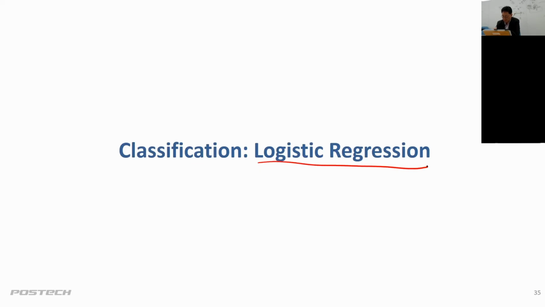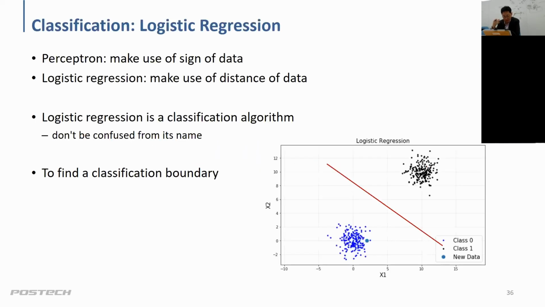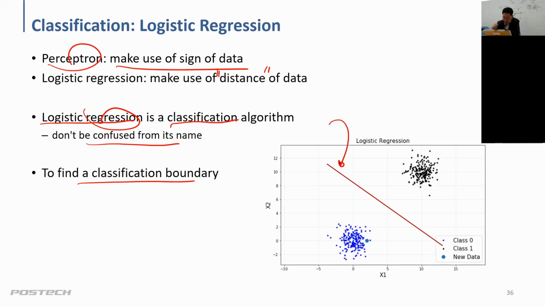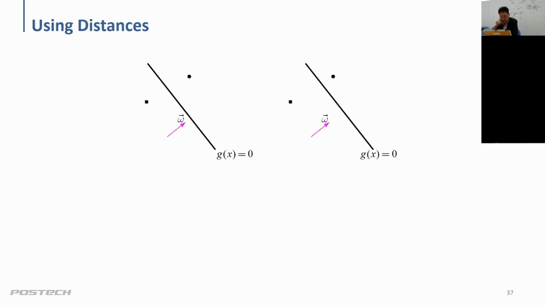Let's continue with logistic regression. For the perceptron, I only make use of the sign of the data. This is the big difference: I want to see the distance as well. And logistic regression is not a regression, it's a classification, so don't be confused by the name. Again, I want to find linear classification boundaries like this, using logistic regression. Let me show you.